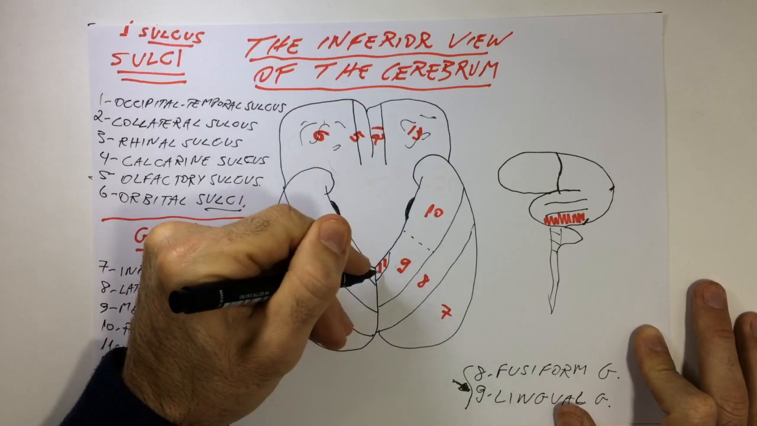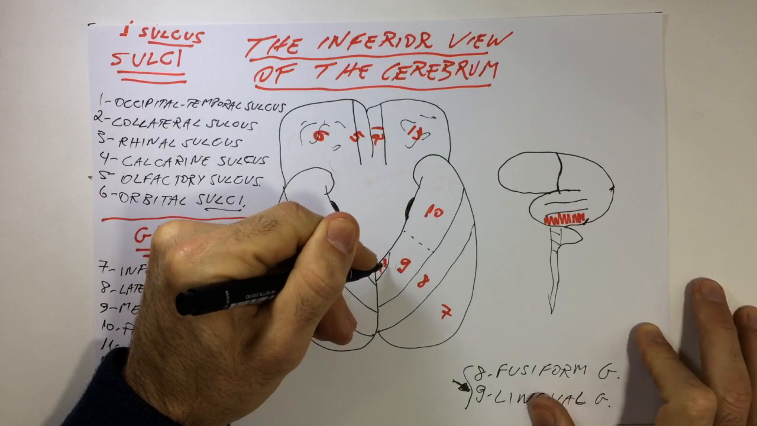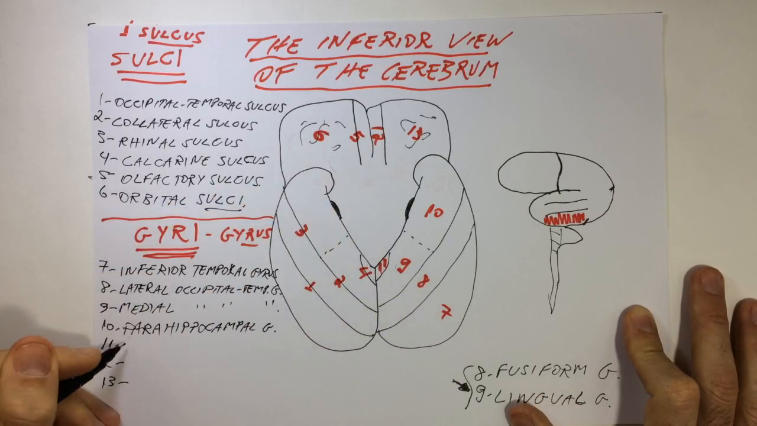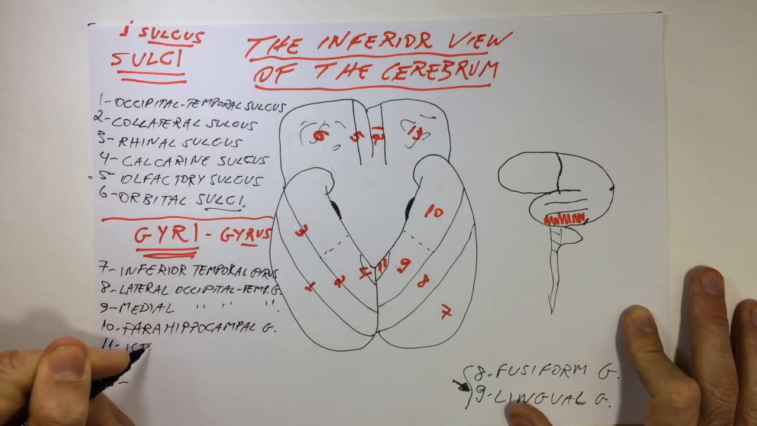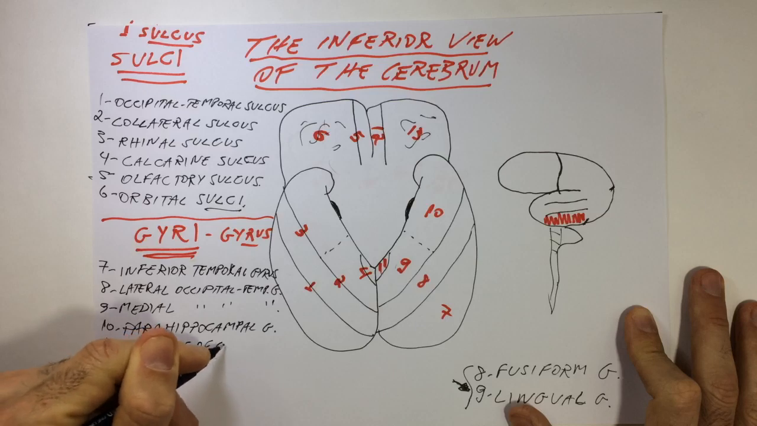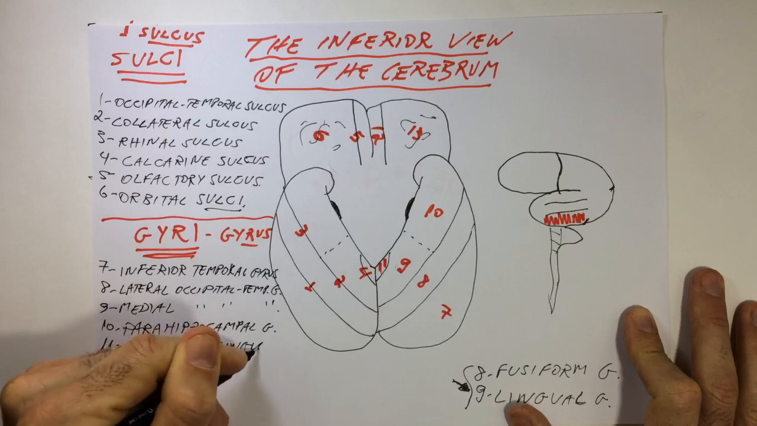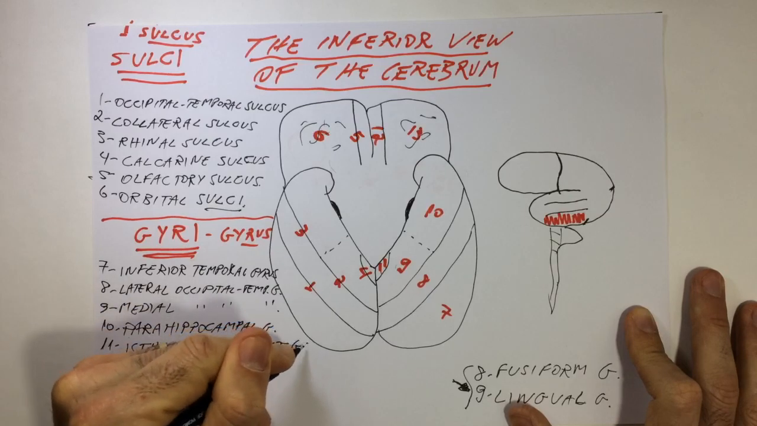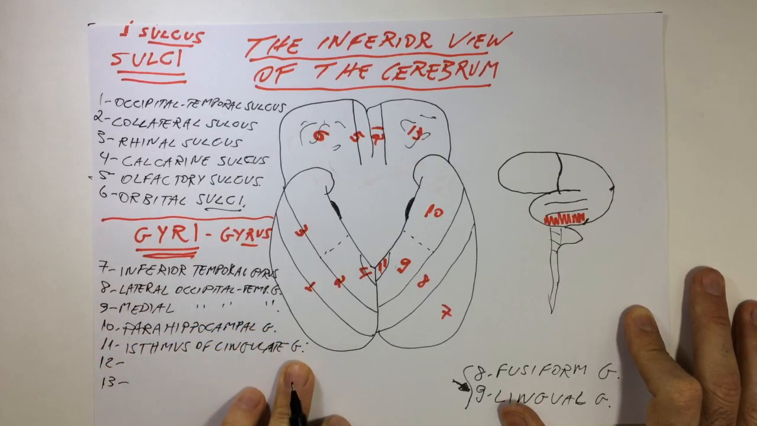Okay, so here we have another one that is called isthmus of cingulate gyrus, like this. Isthmus of cingulate gyrus, isthmus of cingulate gyrus.